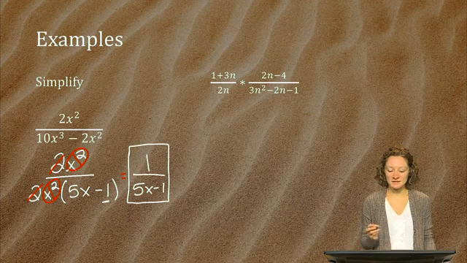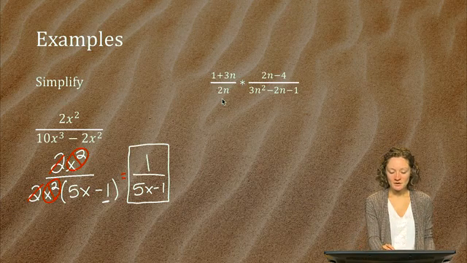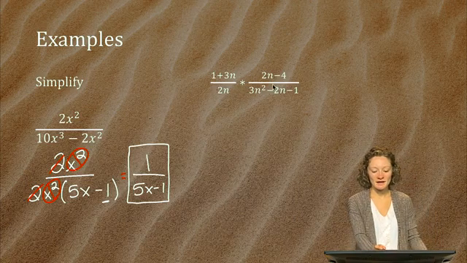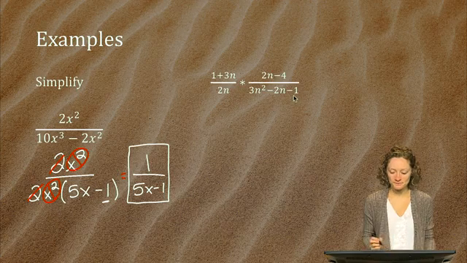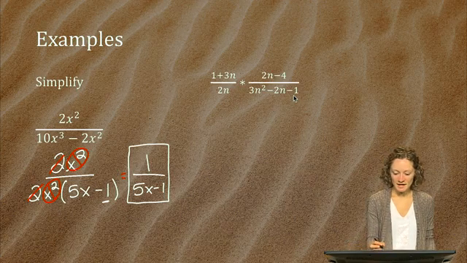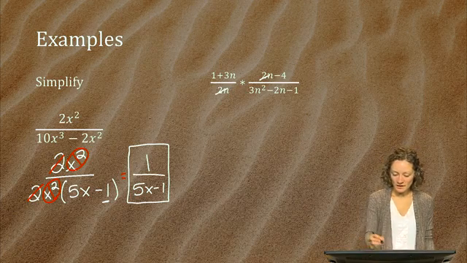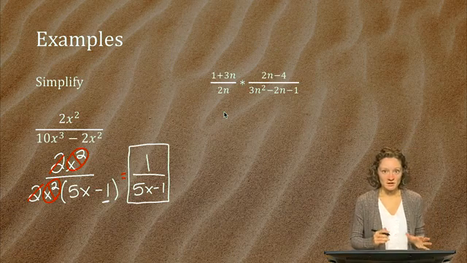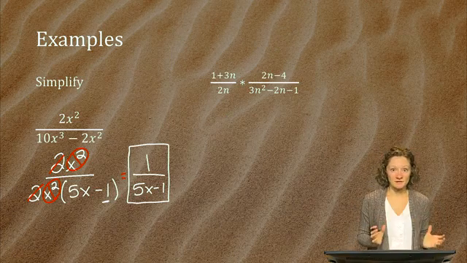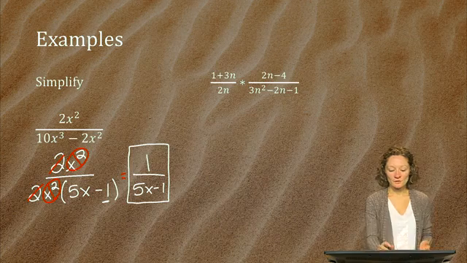All right, our second problem is a multiplication problem. We have 1 plus 3n all over 2n times the quantity 2n minus 4 over 3n squared minus 2n minus 1. It's very tempting to say, hey, I see a 2n and a 2n and cancel those out. But we can't do that. You can only divide things out when they're being multiplied. So when everything's multiplication, you can divide to undo it. In order for this to all say different things being multiplied, we need to factor.